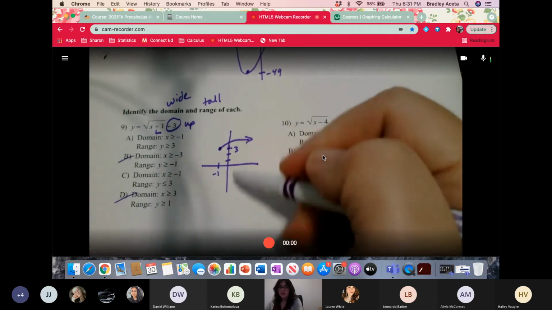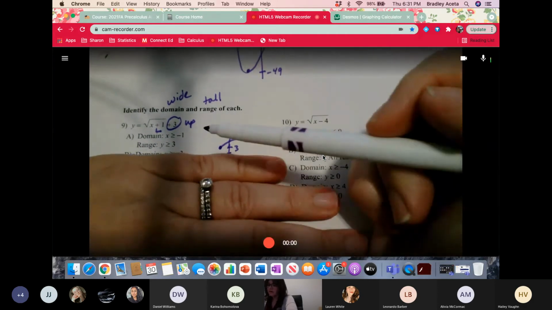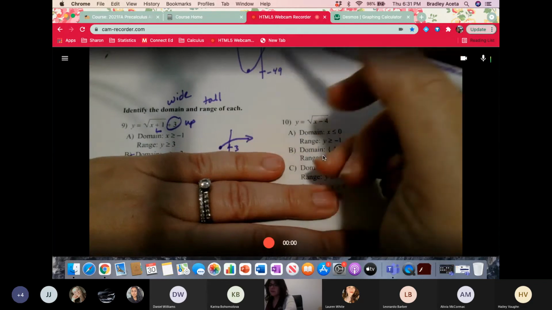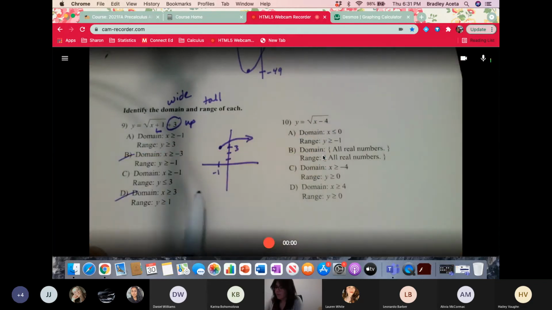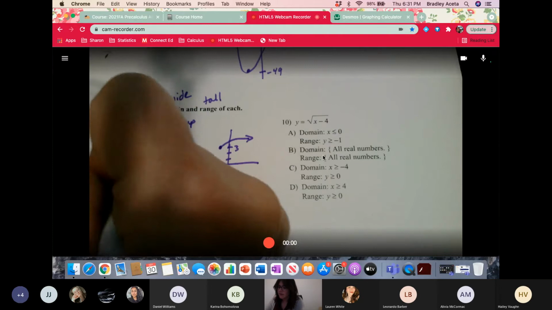My range, how tall is this thing getting? Well, it starts here on the height of 3. So it's going to go 3 on up. So all my y values have to be bigger than 3, not less than 3. This one says less than or equal to 3. So my choice is A.